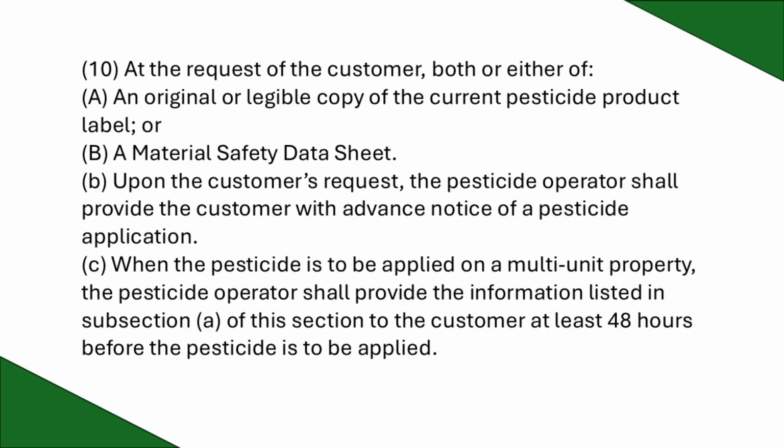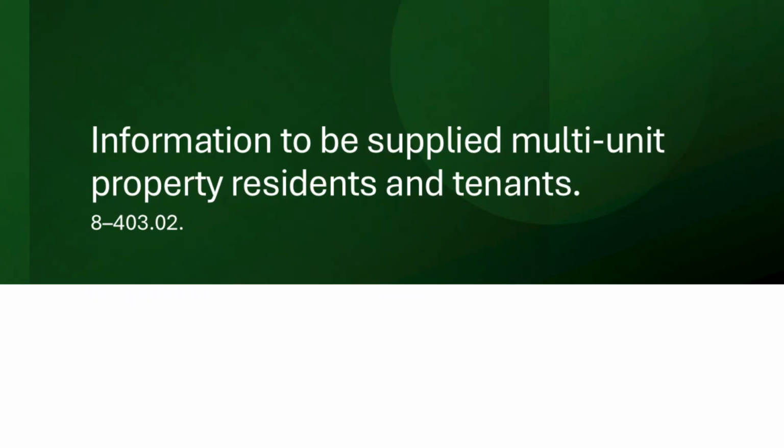Upon the customer's request, the pesticide operator shall provide the customer with advance notice of a pesticide application. C. When the pesticide is to be applied on a multi-unit property, the pesticide operator shall provide the information listed in subsection A of this section to the customer at least 48 hours before the pesticide is to be applied. Information to be supplied to multi-unit property residents and tenants.